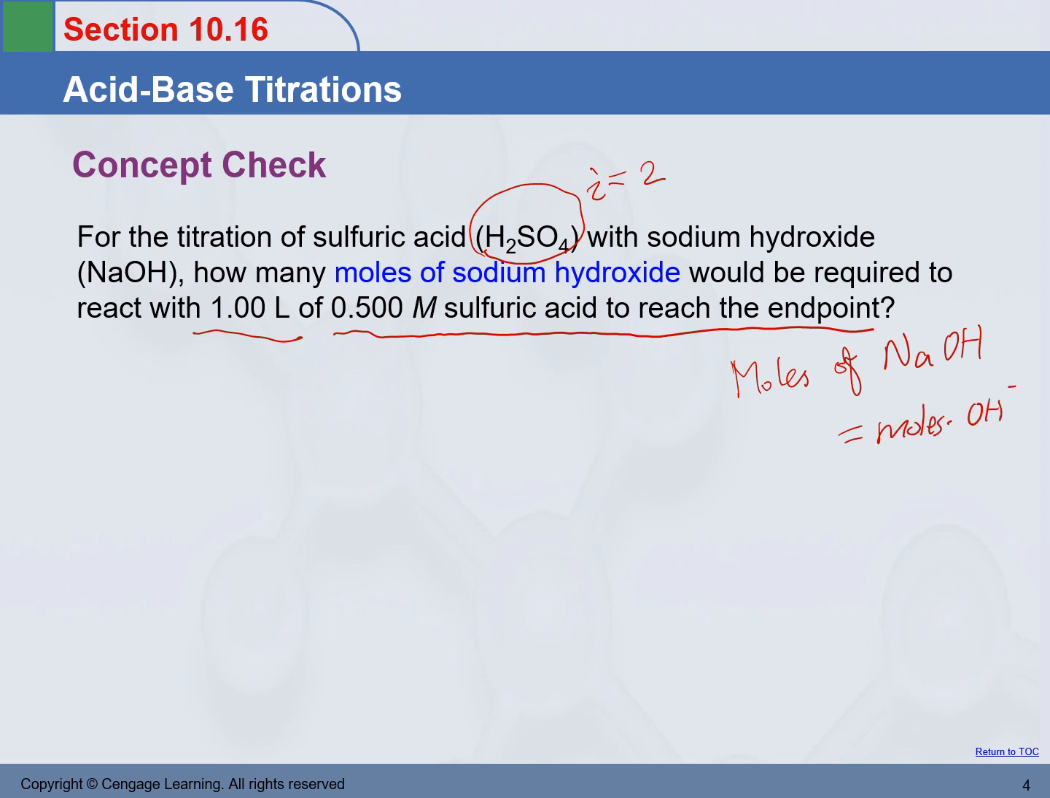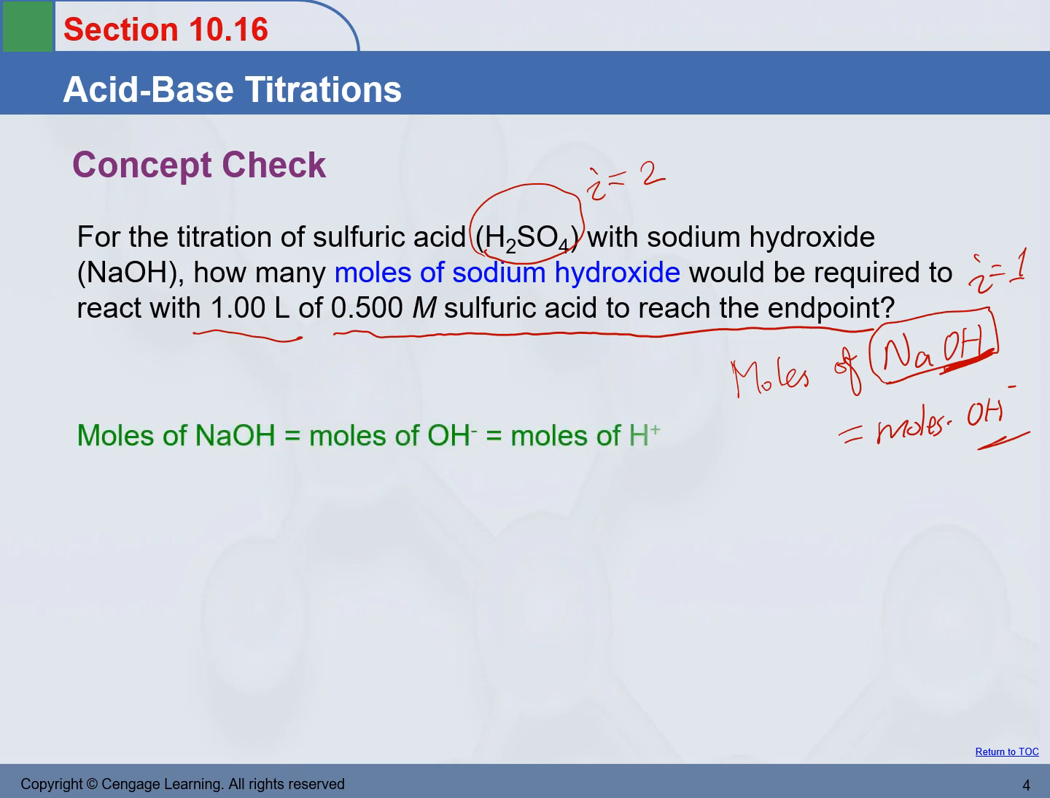Does that make sense to you? For sodium hydroxide, i equals 1. So the number of moles of sodium hydroxide is the same as the number of moles of hydroxide ion. Each formula supplies only one hydroxide. Therefore, moles of sodium hydroxide in this case equals the moles of hydroxide, and we know in the titration reaction, moles of hydroxide will equal the moles of protons supplied by the sulfuric acid.